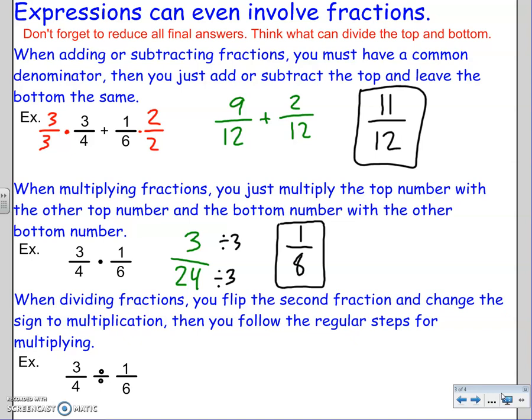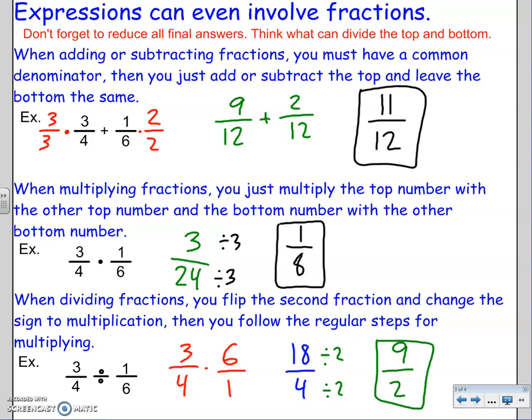Then down here, when dividing fractions, we actually never divide. We multiply. We just flip the second fraction, change the sign to multiplication, then you follow the same rules as multiplying from above. So this turns into 3/4 times 6 over 1. So 3 over 4 divided by 1/6 is the same thing as 3 over 4 times 6 over 1. Then you multiply top with top. 3 times 6 is 18 over 4 on the bottom, because 4 times 1 is 4. That does reduce. I can divide the top and bottom by 2 to get 9 over 2, 9/2.